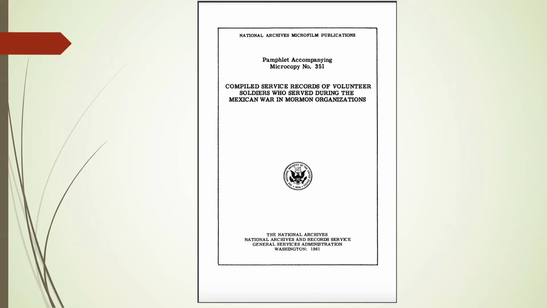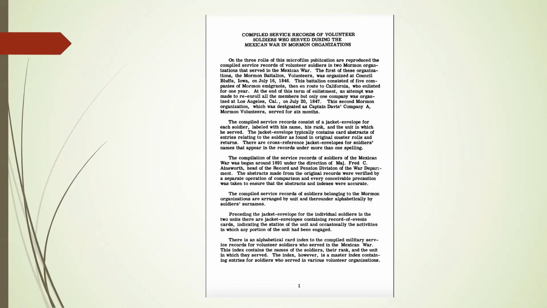So as part of this descriptive pamphlet, there is information about, one, the number of rolls. So it says on the 3 rolls of this microfilm publication, okay, that's good to know, are reproduced the compiled military service records of volunteer soldiers in 2 Mormon organizations that served in the Mexican War. That's good to know. Now I know there were 2 organizations.